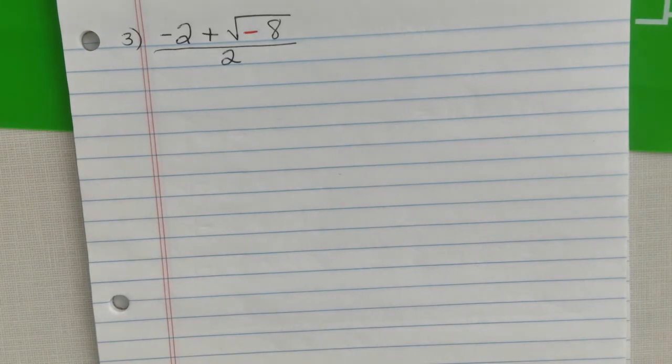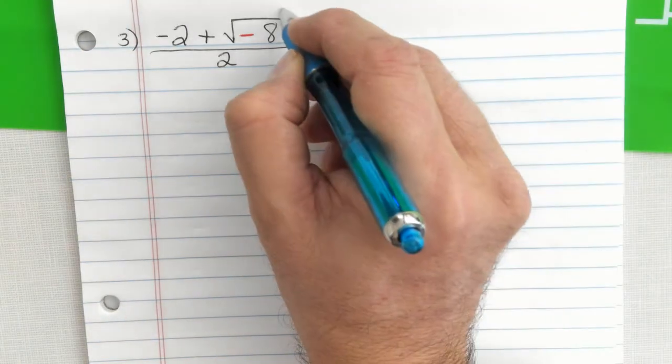Negative 2 plus the square root of negative 8 all over 2. Problems 3, 4, and 5 are the same type of problems, and I'm going to do 3 and 5. I think 5's the one that's a little bit messier with bigger numbers. Now, to get started, we're going to simplify the square root. So I'm going to simplify the square root of negative 8.